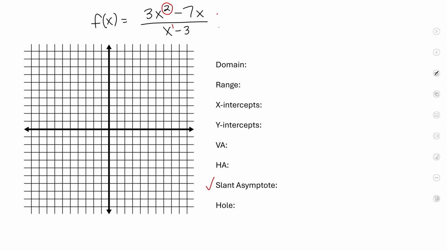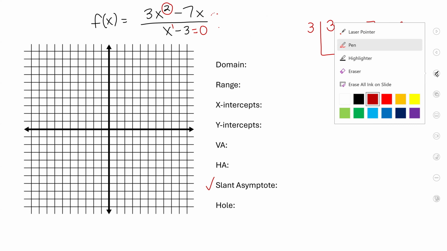I have 3, -7, and 0. Those are the coefficients of the numerator. And then you set the denominator equal to 0 and you solve, giving you 3. Any questions on how we set this up? Okay, does everyone understand why I put a 0 here? Okay, it's because it's missing on here.